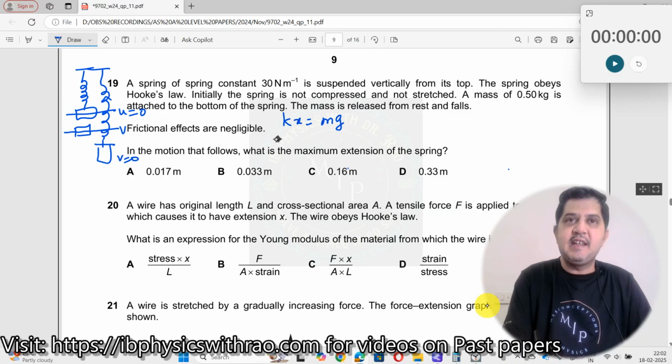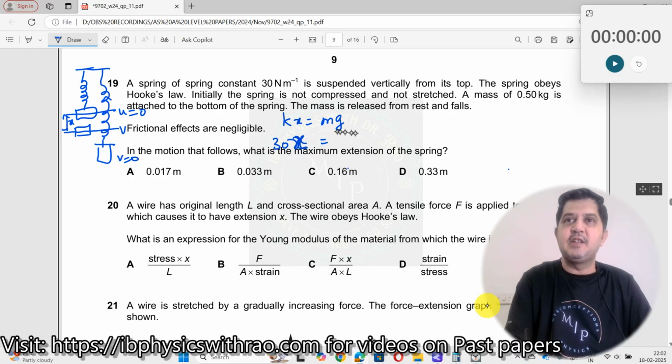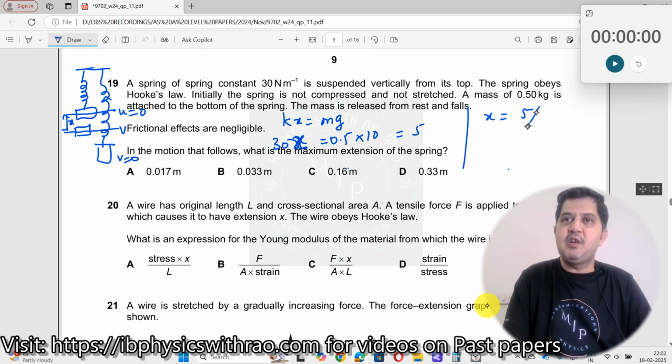Now what is k? K is 30 Newton per meter. X is as usual the extension, which is this extension. X is equal to mg by k. What is m? M is 0.5 multiplied by g. Let us say g is 10. So mg should be equal to 5. Or in other words, x should be equal to 5 by 30, which is equal to 1 by 6.